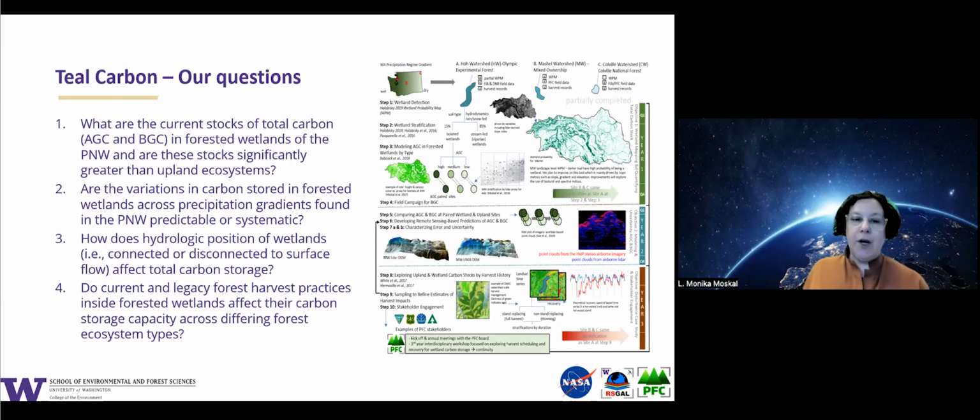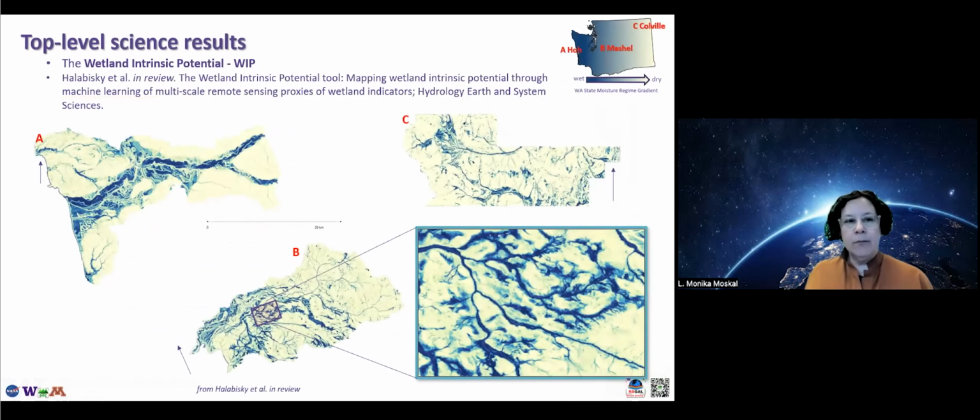We also wanted to know how hydraulic position of wetlands connects to total carbon storage. And then to look at forest harvest practices and think about how that impacts carbon storage, below ground carbon storage, with the above ground accounting being taken out of HUDAC's models.